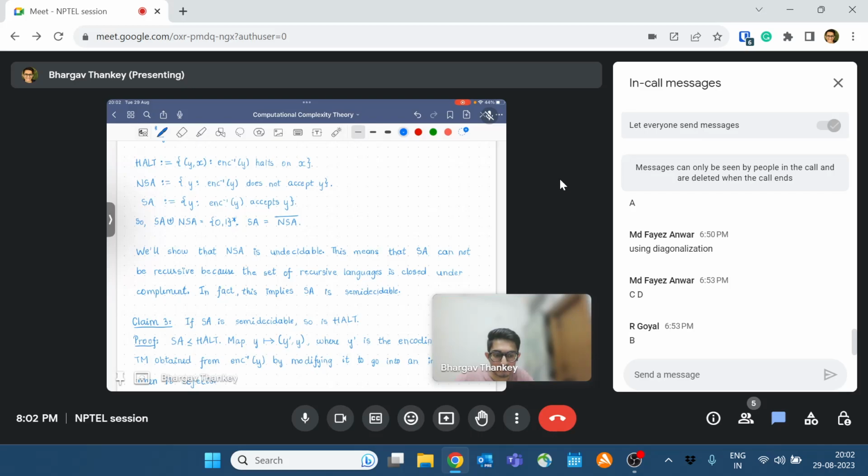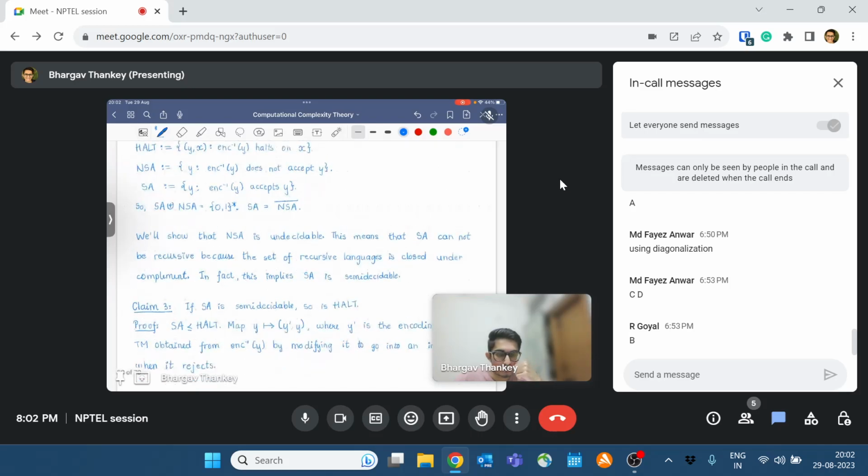Yes. So can you say this thing again? Okay. So we have a Turing machine n inverse y, and we want the following behavior from it. It either accepts y and halts or does not halt at all.